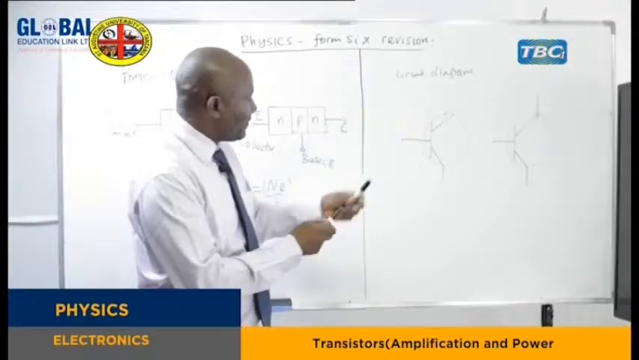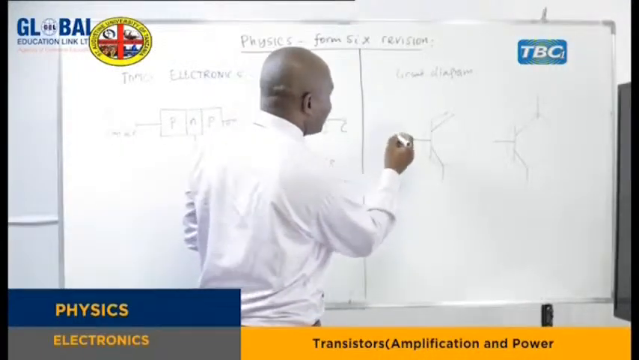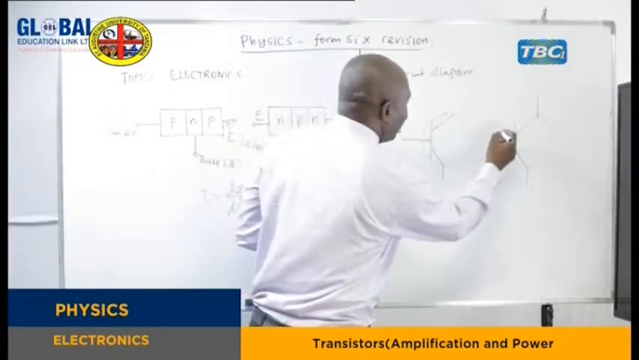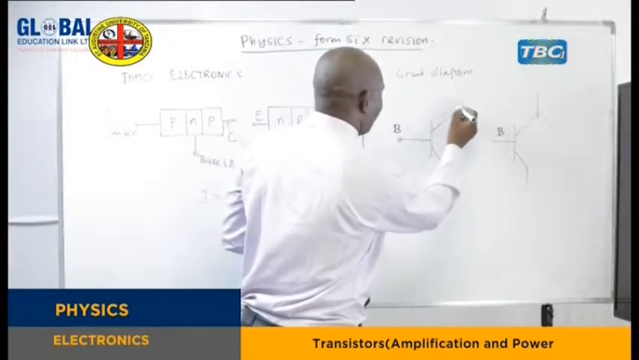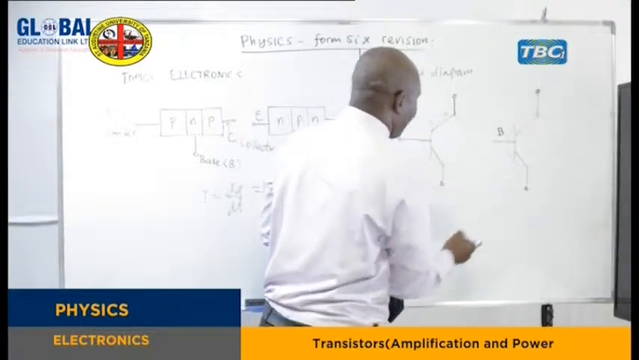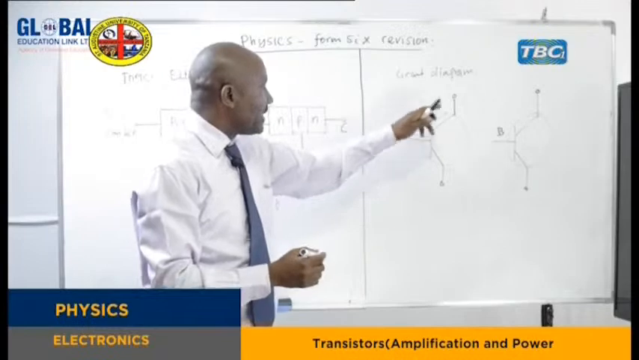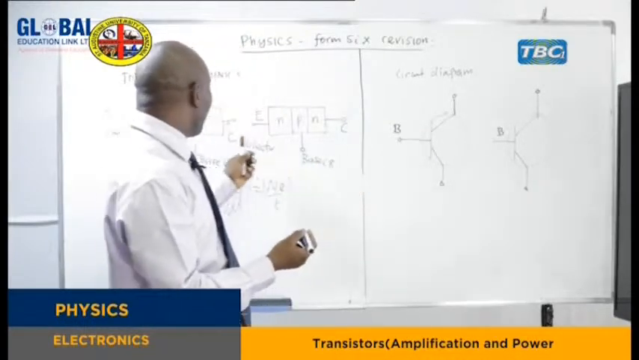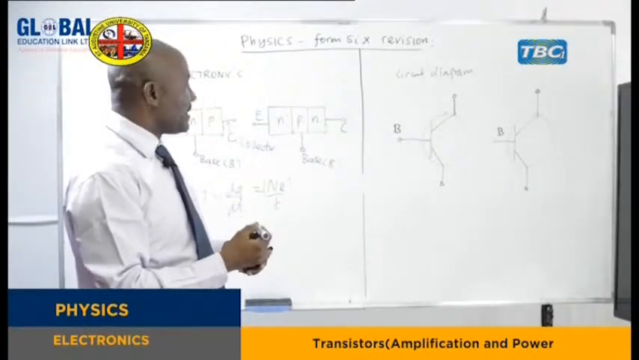The middle terminal here is given as the base. This is the base B. That's our base B. And then the other terminal. Now we have two terminals here. Either it can be the collector or the emitter.